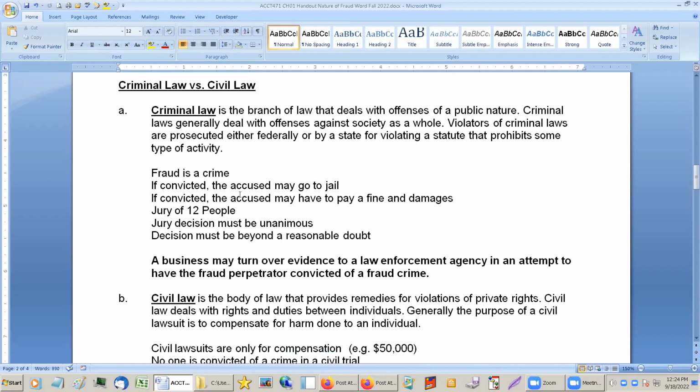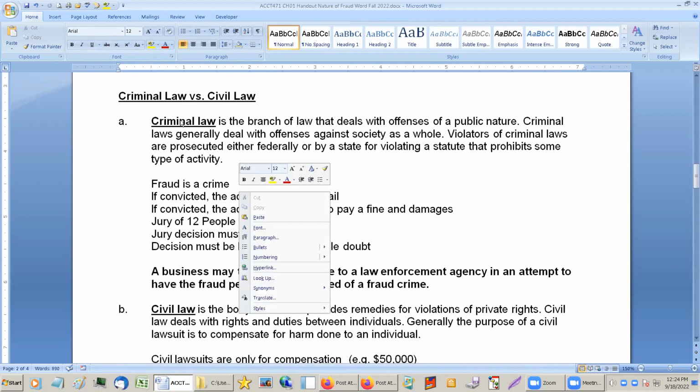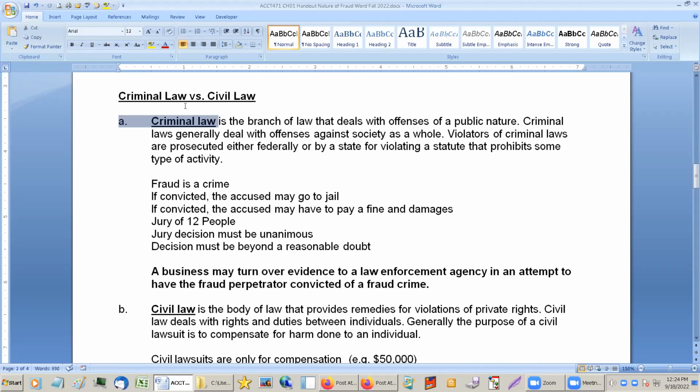Okay. Very important point. Criminal law versus civil law. Criminal law is when you have an offense that is against the public. So these are cases where you go to jail, can anyways. So it's a crime.